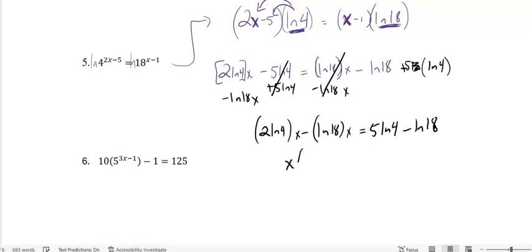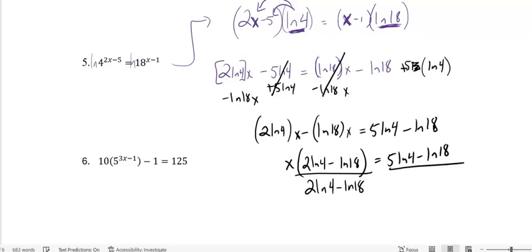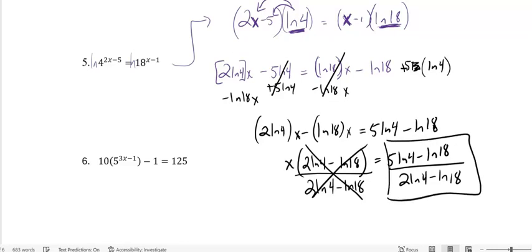So now the trick will be to factor it out. So I have an x here and here, so I factor out, I get 2 ln 4 minus the natural log of 18 equals 5 ln 4 minus ln 18. I'm using ln or natural log interchangeably. Say either one if you want. And then my final step is just like if I had 5x equals 12, I divide both sides by 5. This thing times x equals this thing, so I divide both sides by this thing. This is one of the more complicated ones you'll have to do. And there's my solution.